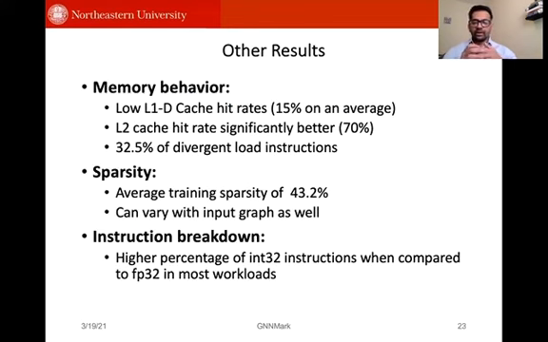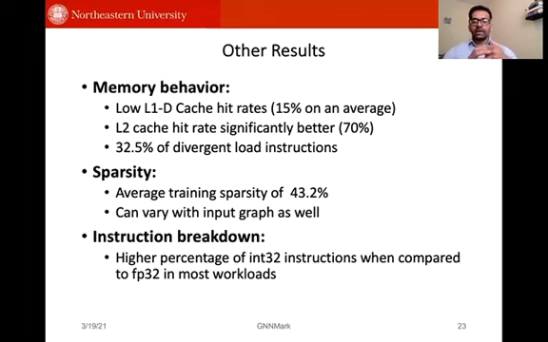We also have other results that are included in the paper as well. For example, low L1D cache hit rates, like 15%. We did observe the L2 cache hit rate to be significantly better, around 70%. However, one of the other things that we observe is that 32.5% of the load instructions are divergent, in the sense that they access more than one cache line. So it's likely something that can also be improved.